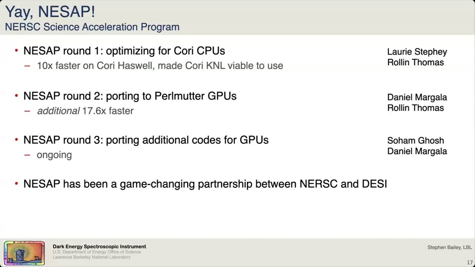Then NESAP round two, porting to Perlmutter GPUs with Daniel Margalla. We got an additional 17.6 times faster, so you now multiply those, 176 times faster than we were running on Edison. It's almost embarrassing how much faster it is now. That was a real game changer for just how quickly we could push these big data sets through. And we're currently in round three with Soham, and now Daniel Margalla is more of the manager role, he's graduating. This is ongoing, porting other portions of more of our science side of the code rather than our data processing. But it's really been a game-changing partnership between NERSC and DESI. So thank you for the free postdocs. It's been great.